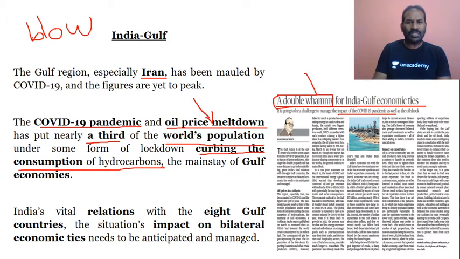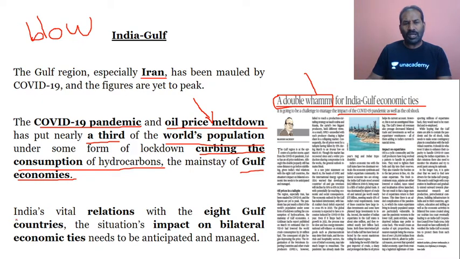Because the consumption of hydrocarbons or oil has come down globally, that has hit directly onto the Gulf countries' economies. Please do understand the way we are linking the COVID-19 pandemic versus the Gulf countries' economy. So what is the medium here? How has the Gulf countries' economy been badly hit? Because there is not much demand, or else the demand has been slashed. Demand has come down because of COVID-19, or because there is not much trade happening across the world. Well, that is one of the reasons.